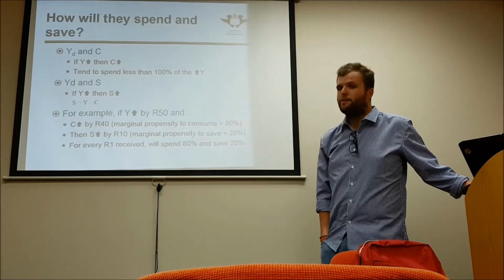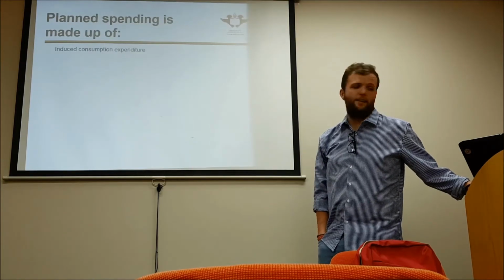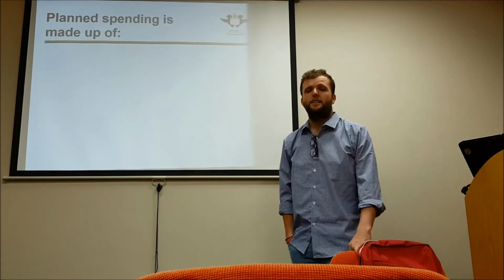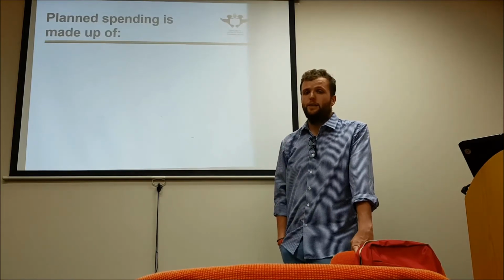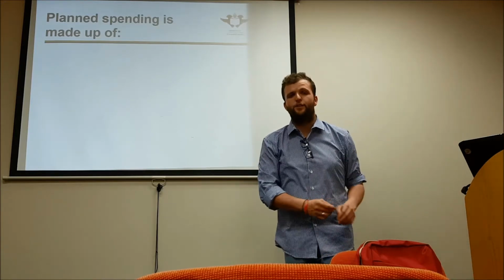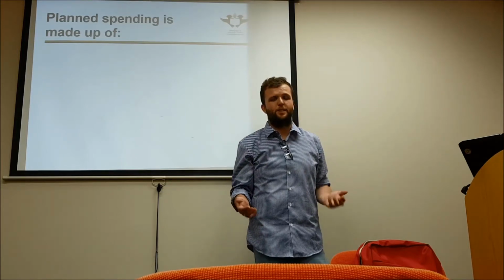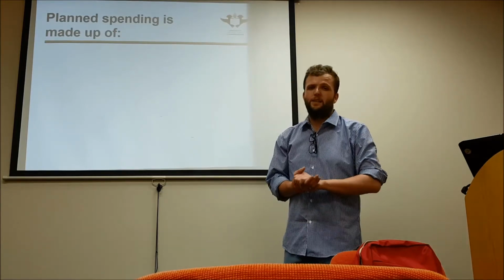Okay, so for every R1 you receive, you will spend 80% and save 20%. That's the first important thing to realize: willingness to save and willingness to spend, the MPC and the MPS. Then we go into two different concepts in consumption, planned and autonomous consumption. Now let me do the example that I did in class.